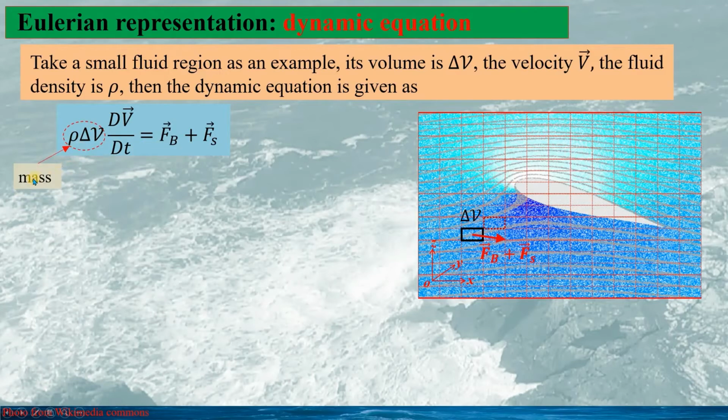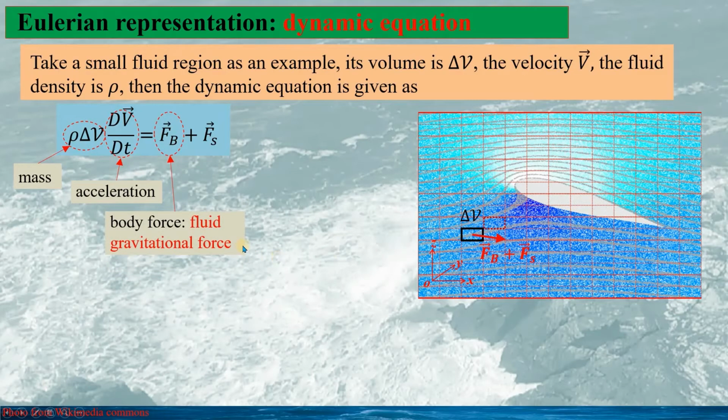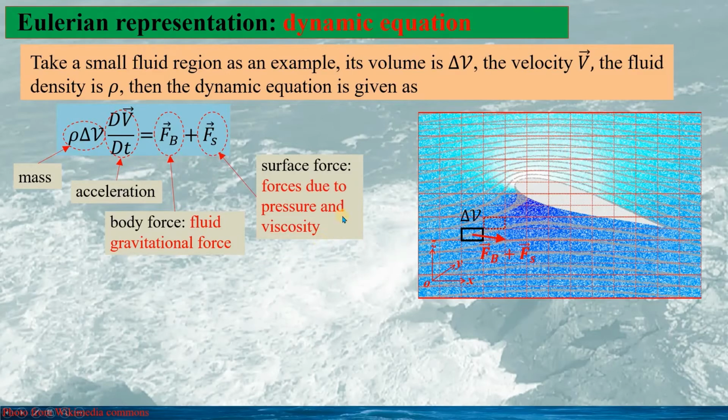Here, this part is the mass of the flow, and this is the acceleration of the flow. This is the body force, for instance, the fluid gravitational force. This is the surface force due to the pressure and or viscosity. If the body force is the gravitational force, then the body force would be quite easy. However, the force due to the pressure, especially due to the viscosity, is more complicated.